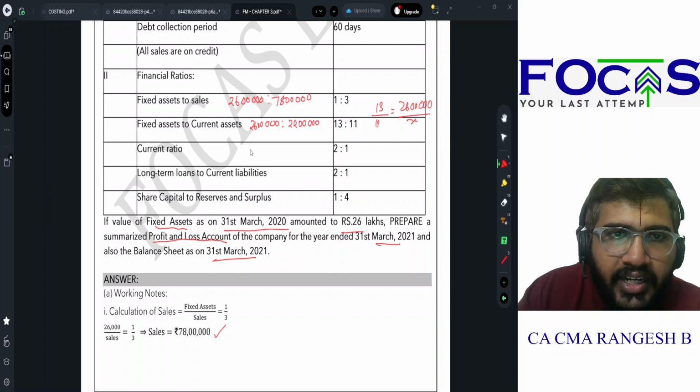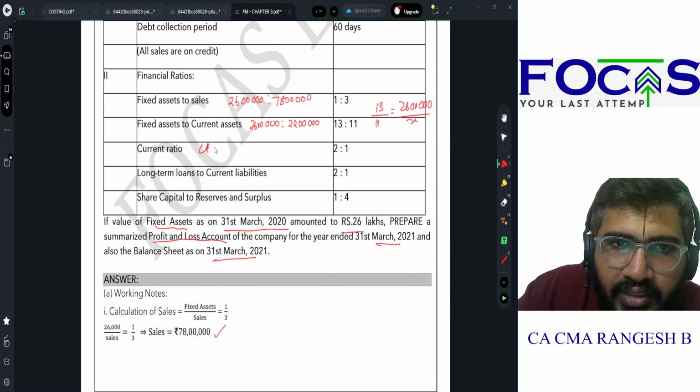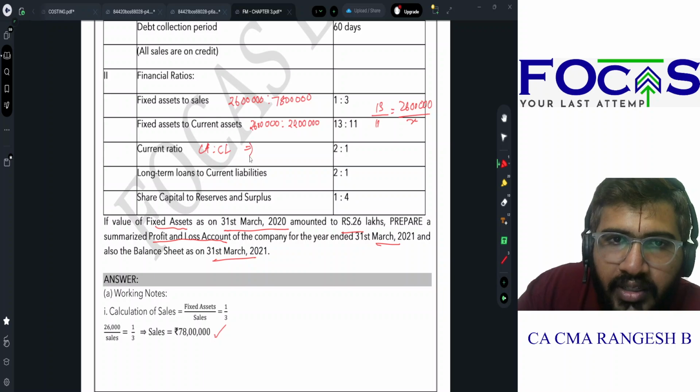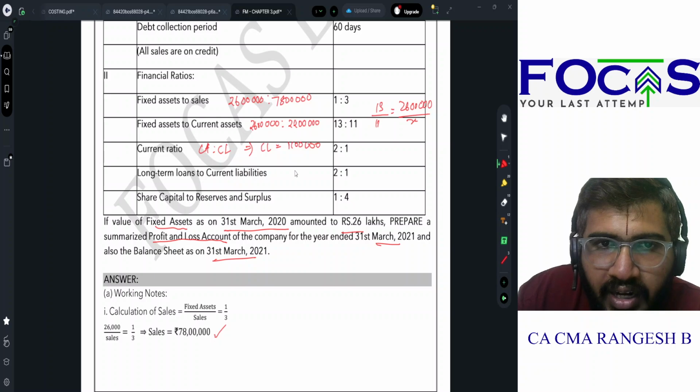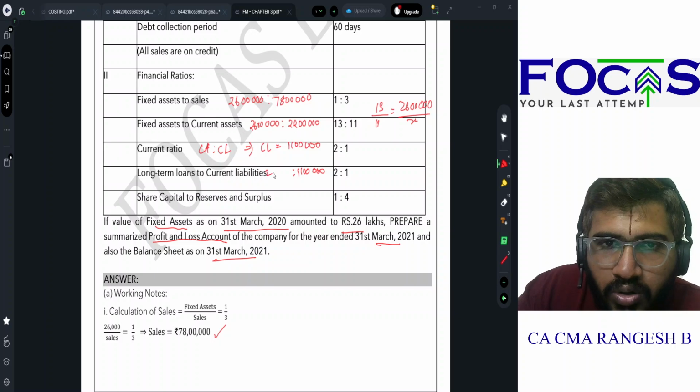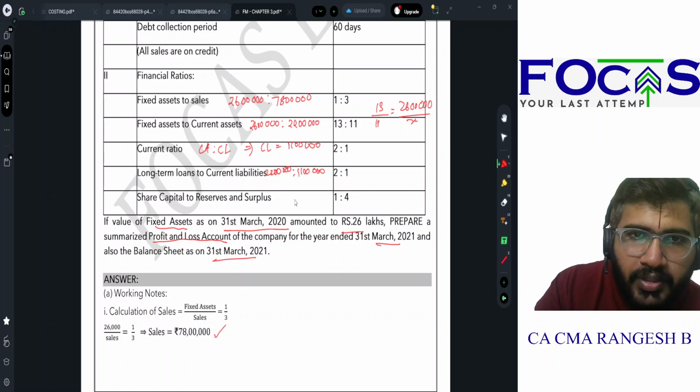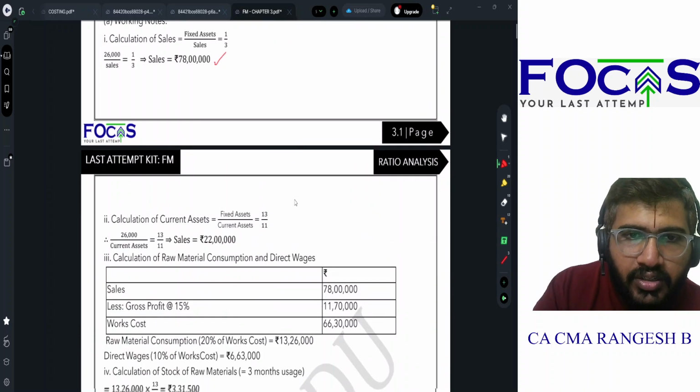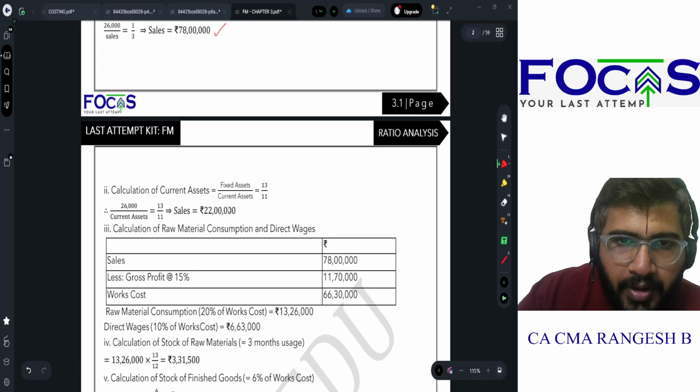So current ratio is what? Current assets is to current liabilities. This implies my current liabilities is how much? 22 lakhs divided by 2, 11 lakhs. Long-term loans to current liabilities. Current liabilities is 11 lakhs. So how much should the long-term loan be? It should be 22 lakhs. Share capital to reserves and surplus we can come to later, no problem. So we have calculated these numbers.